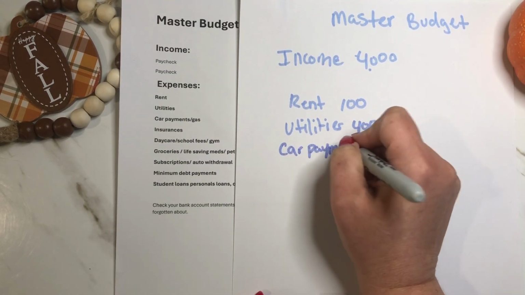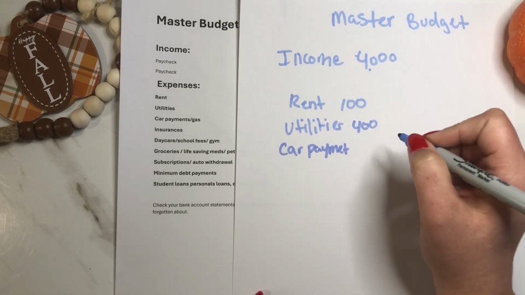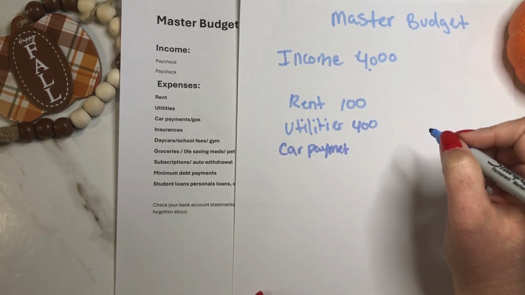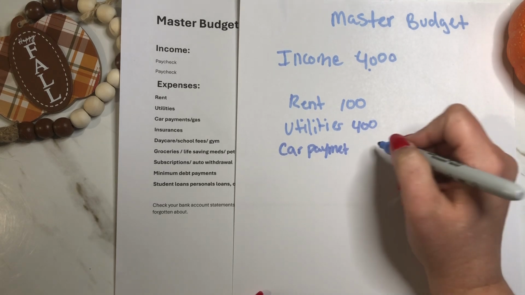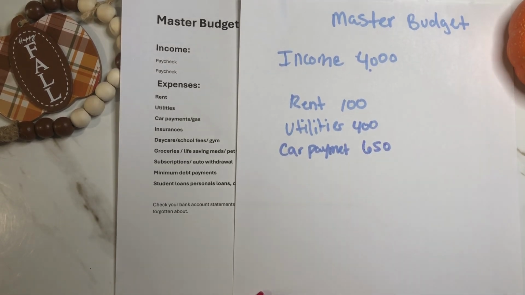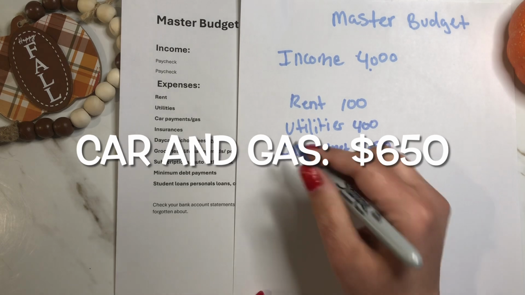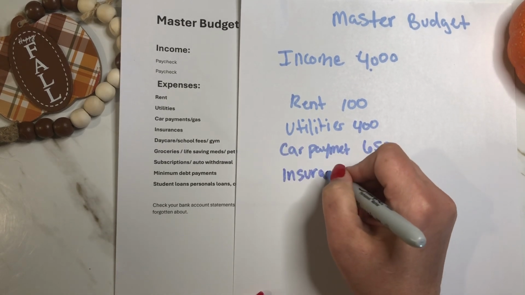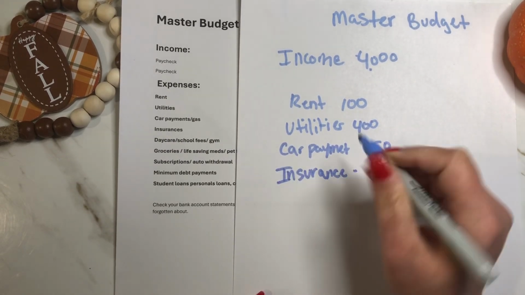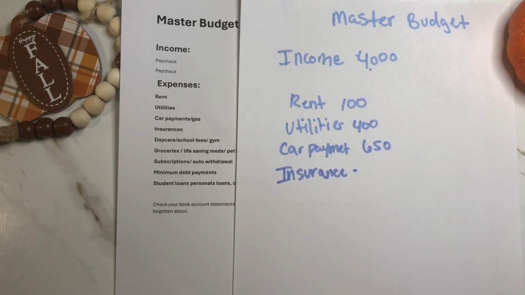Car payments and gas together, for me, I need about $650. And then my insurances, now that's a great one, guys, because I have a ton of different insurances. We have a house insurance. We have a car insurance that's also tied in with that, so I do get a discount. So you might check into something like that if you have a car and a home to get a discount.